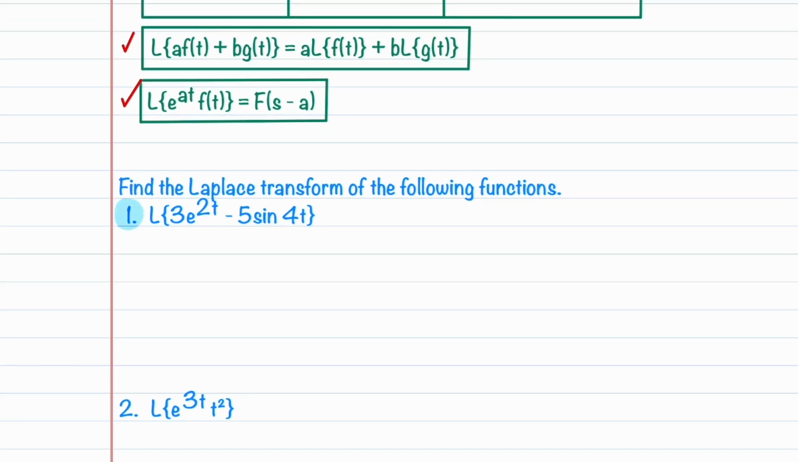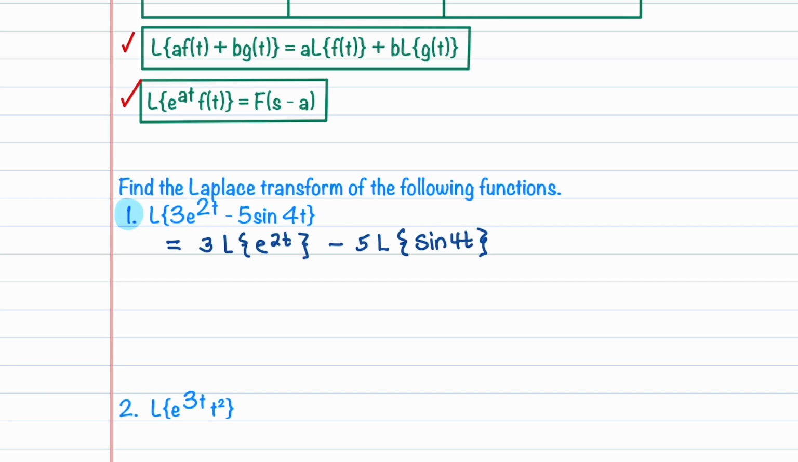In example 1, we are going to find the Laplace transform of 3e to the 2t minus 5 sine of 4t. Let's begin by using the linearity property, and let's split our transform into two transforms. We can write this as 3 times the Laplace transform of e to the 2t. The constant just comes out in front, and then we have minus 5 times the Laplace transform of sine of 4t. We need to find the transform of this exponential function and then the sine function.